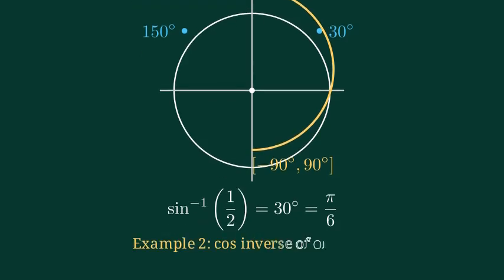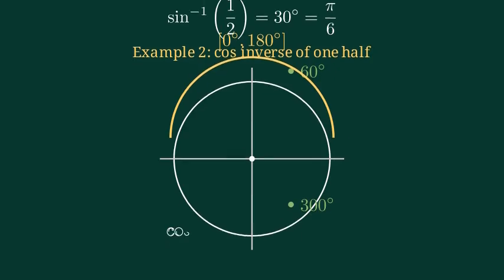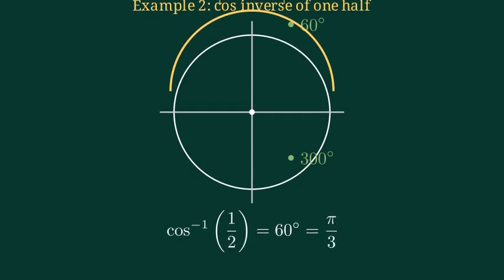Example 2. Find the principal value of cosine inverse of 1/2. Cosine 1/2 occurs at 60 degrees and 300 degrees. The principal range for cosine inverse is 0 to 180, so the principal value is 60 degrees.